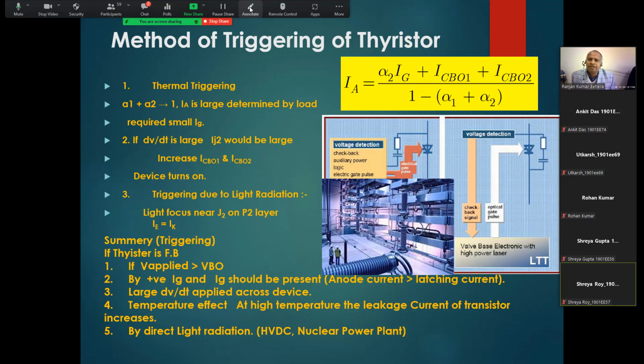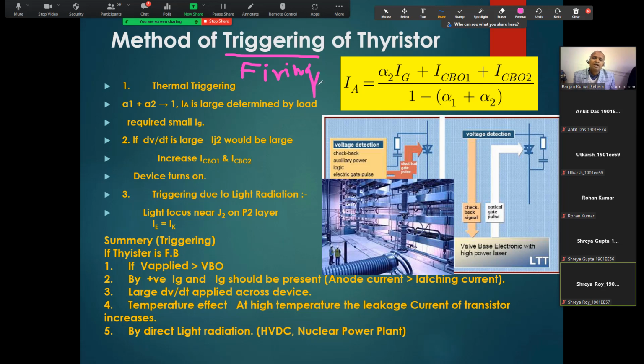Triggering. What is triggering? Triggering means turning on of a thyristor. Sometimes we call it turning on, or triggering, or firing. Sometimes we call it the firing of a thyristor. So we call it triggering, firing, or turning on. You should not be confused by these words. There are different kinds of triggering.